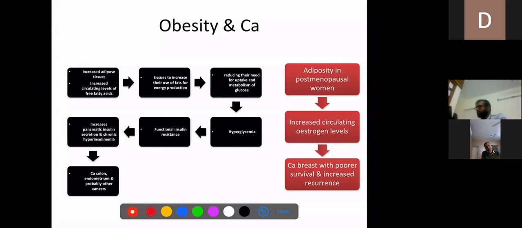And regarding postmenopausal women with increased adiposity, because there is going to be increased production in the peripheral fat tissue, there are increased circulating estrogen levels, which will lead to CA breast with poorer survival. So in the case of postmenopausal women with obesity, the chance of poor survival and the possibility of increased recurrence is high. Understood?